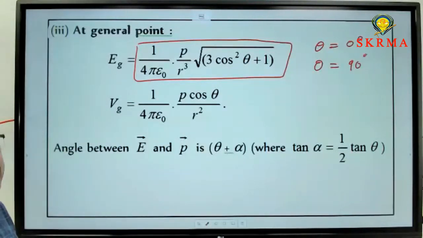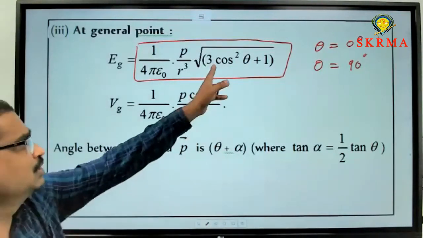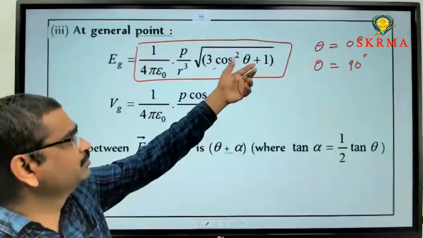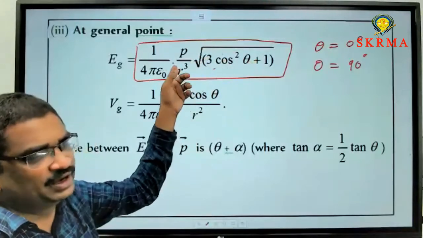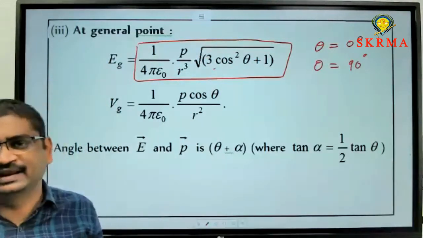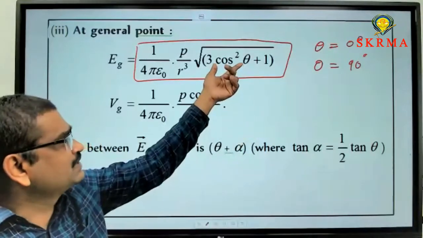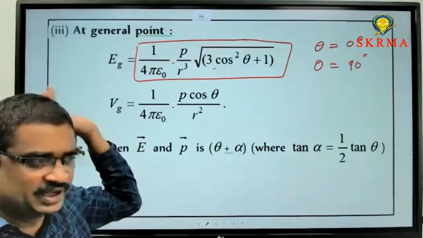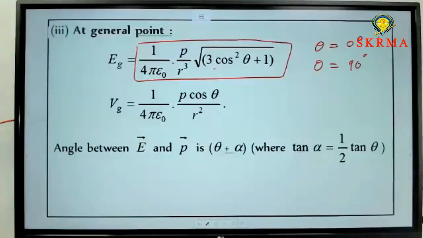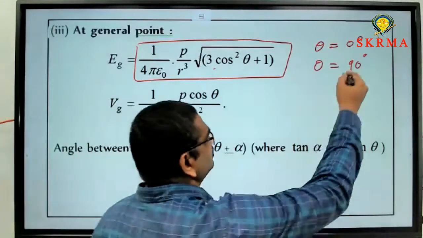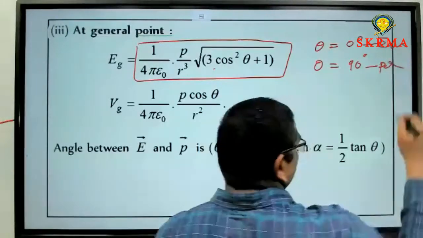Cos 0 is how much? 1. So this is 3 plus 1, 4. 4 root means 2. 2p by r cube, that is the electric field on the axial line. If you substitute theta equal to 90, then this factor will be 0. So p by r cube, that is the field on a perpendicular bisector. So just substitute theta equal to 0 for the axial line and 90 for the perpendicular bisector.